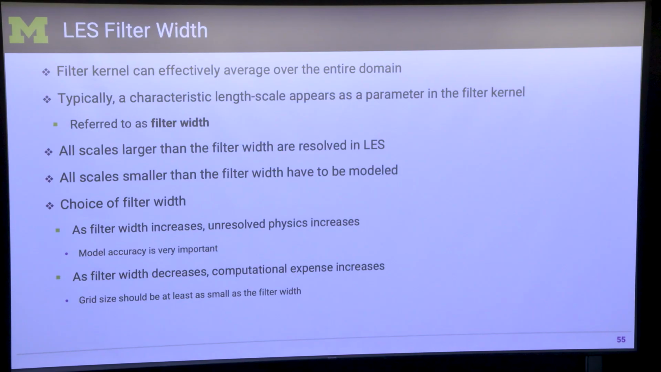Now, of course, if my filter width goes all the way to eta, I recover DNS, because now nothing needs to be filtered. Everything is being captured, so there's no point in doing any modeling at all. So this filter width can take you all the way to DNS if you keep making it smaller and smaller. Typically, the recommendation is that the filter cutoff width should be in the inertial range.